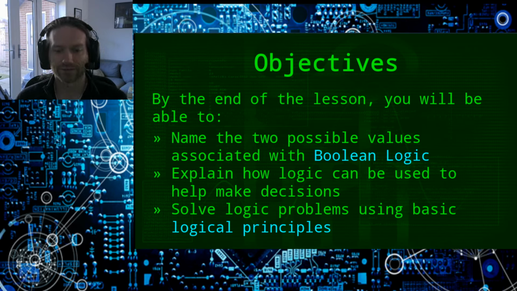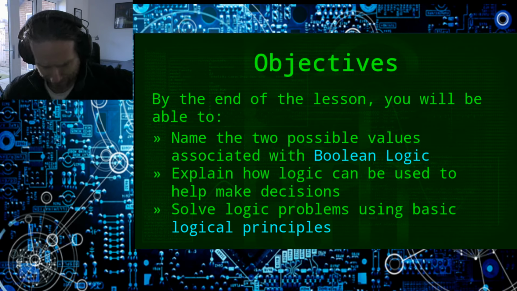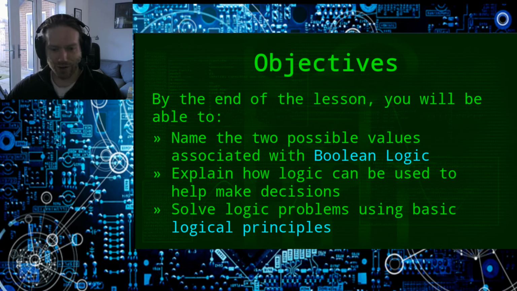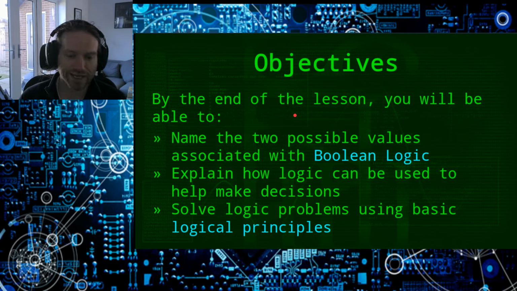True, false. Red, blue. Good, bad. True or false are generally the values, although Booleans can be used to represent any two opposing views. Yes, to be or not to be.